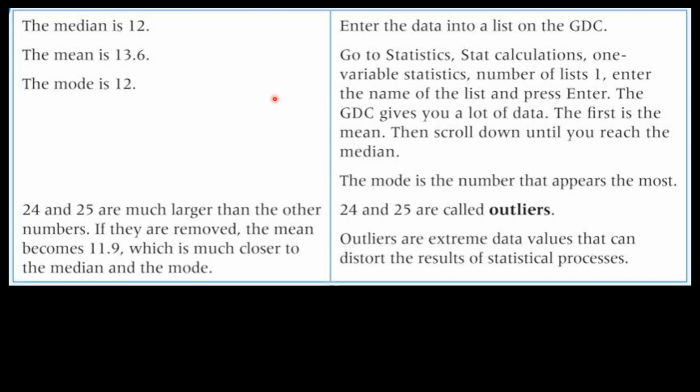So if you look at the next screen, this is our median, mean, and mode. Our median is 12, our mode is 12. Notice our mean is 13.6, and that one is higher than our median and our mode. The reason for that is because we have the 24-year-old and the 25-year-old in this data set. Now, if I take the 24 and 25-year-old out of the data set and recalculate, then my mean becomes 11.9. So you can see that the mean is a lot closer to my median and my mode than it would be if I included the 24 and 25-year-old in the data set.